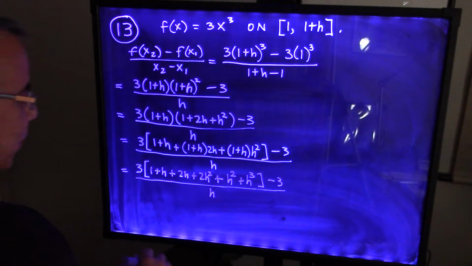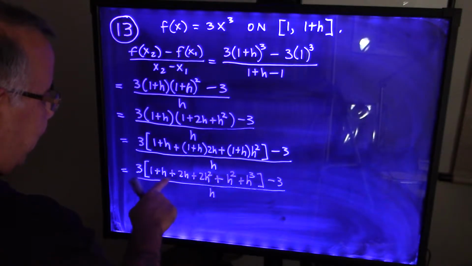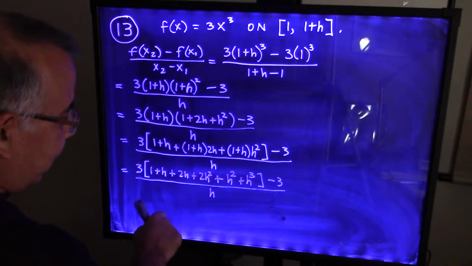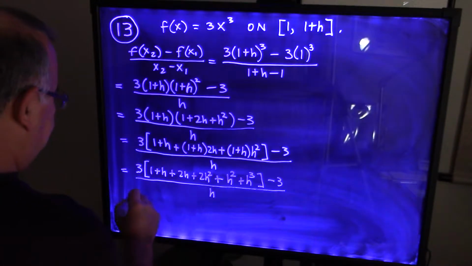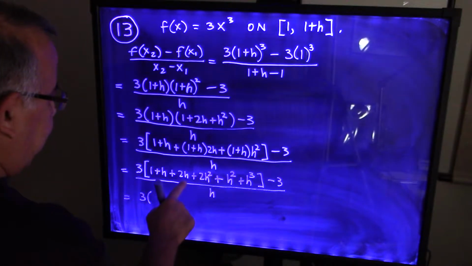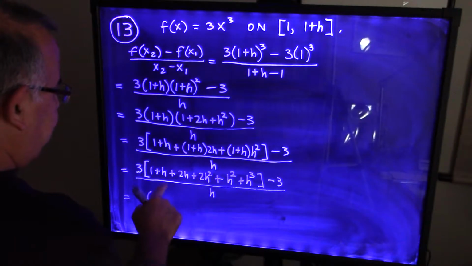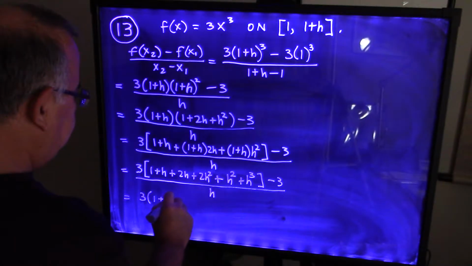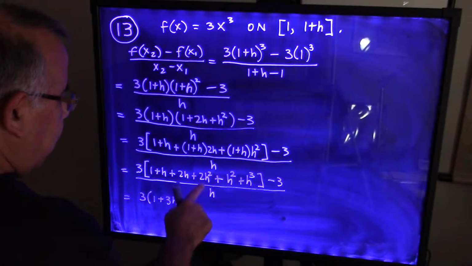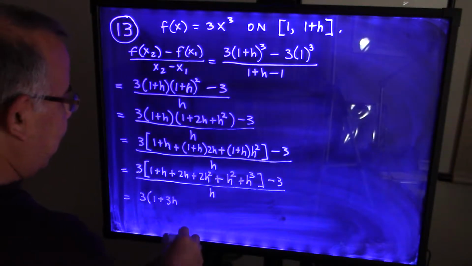Alright, now we need to combine like terms if we can. Well, all I can see here is the 2h plus the h. Alright, so we've got 3, I'll use parentheses now. And we've got the 1 plus 2h plus h is 3h. Let's see. Oh yeah, we've got this too. 2h squared plus h squared is 3h squared.